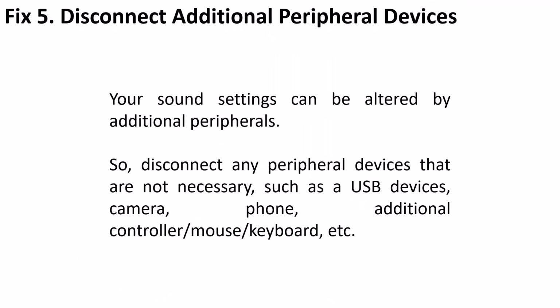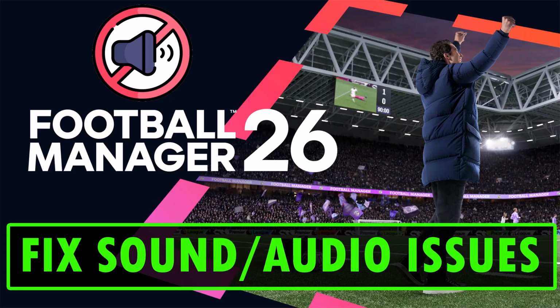Fix 5. Disconnect additional peripheral devices. Your sound settings can be altered by additional peripherals. So disconnect any peripheral devices that are not necessary, such as USB devices, camera, phone, additional controller, mouse, keyboard, extra, and then check. So by this way you can easily solve sound or audio issues in Football Manager 26 game.